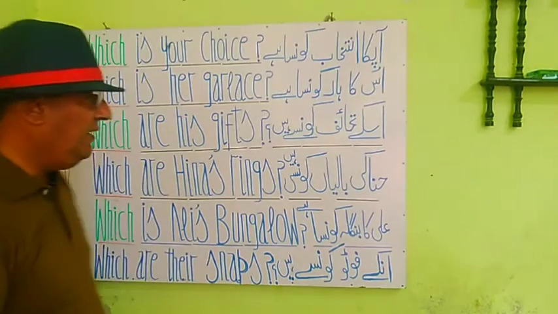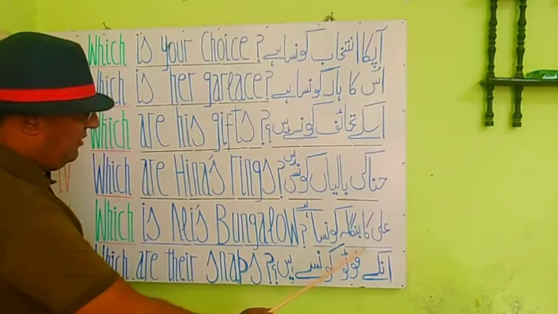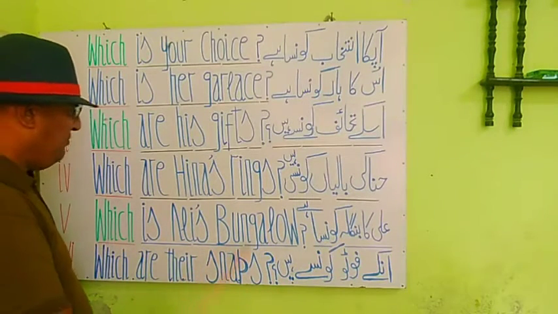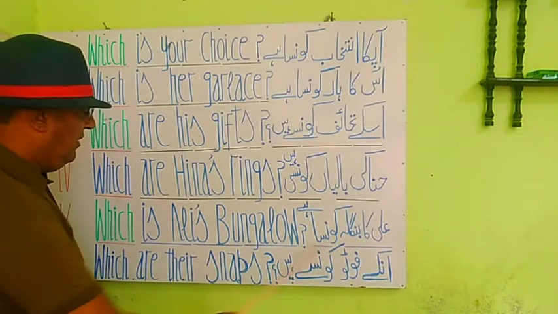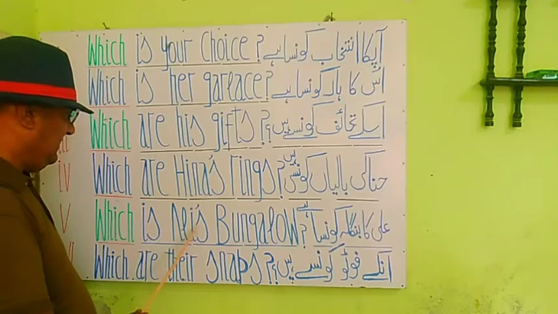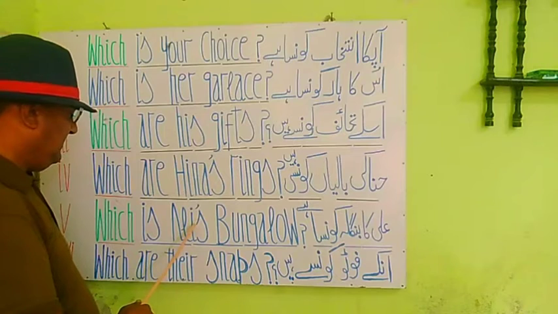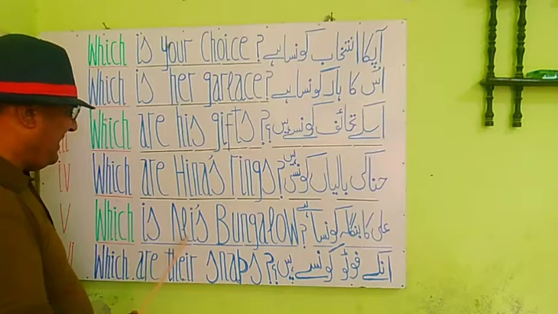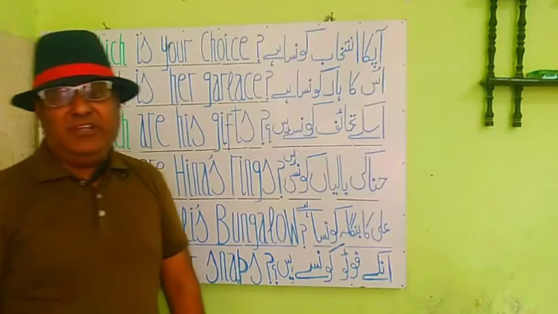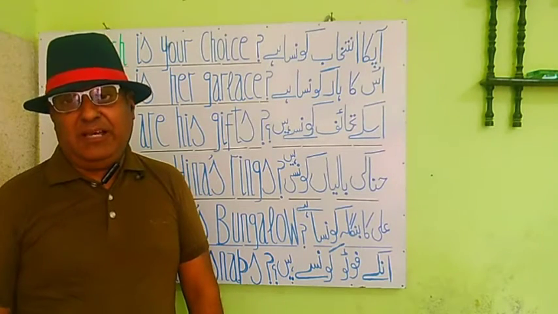Let's see the next statement. Next one is: Which is Ali's bungalow? अली का बंगला कौन सा है? You see, my students, in this statement, Ali's is possessive. Ali is a noun, a name, a proper noun, and the apostrophe s shows its possession. Which is Ali's bungalow? अली का बंगला कौन सा है?